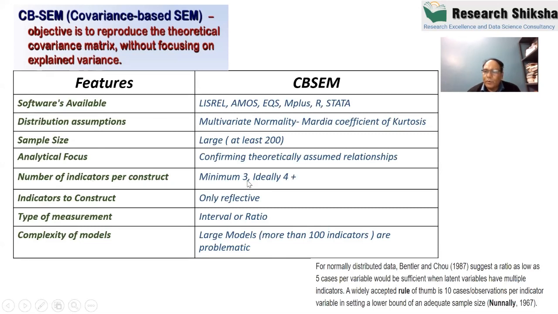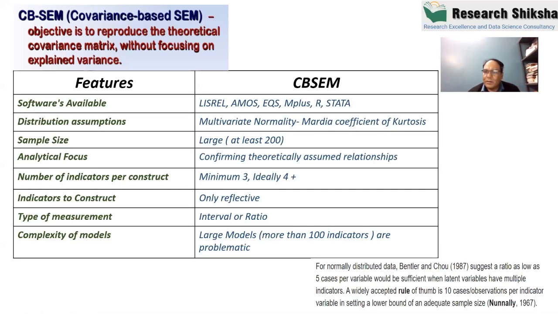Each construct must have at least 3 items. Otherwise, you will have some problem in AMOS. So at least 3 items should be there in each construct. And AMOS will handle only reflective constructs. AMOS will not handle formative constructs. The formative construct you can analyze only on other software like PLS, Smart PLS.